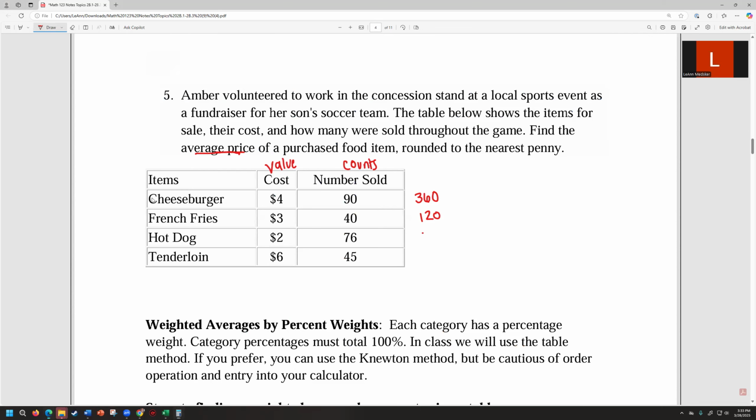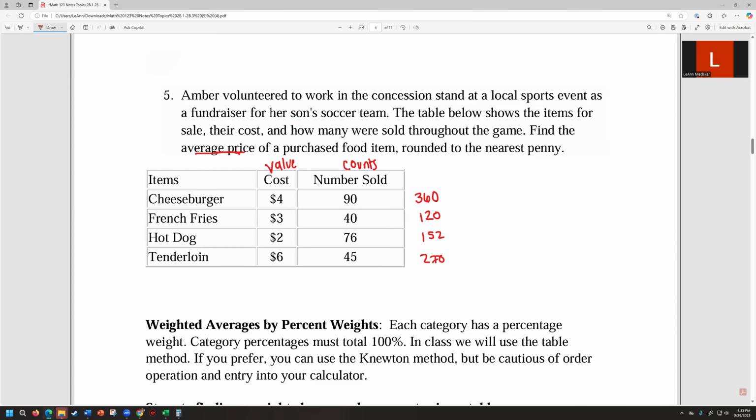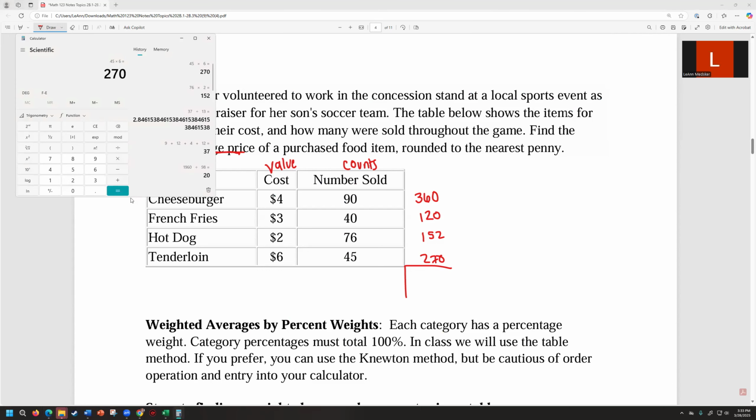That is 152. And I don't know 6 times 45 off the top of my head either. So 45 times 6 is 270. So we need to do 2 things. We need to add up the total number of monies that were collected. That's all of those big numbers we just came up with. That's all of the cash they collected at the concession stand that weekend or that day.